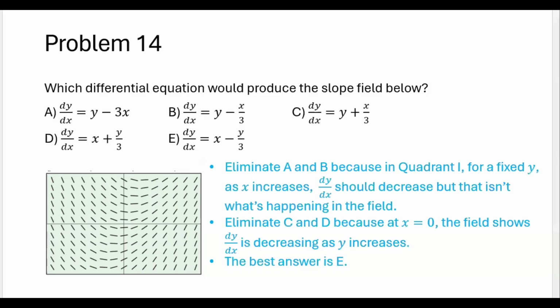Yes, it is E. All right, that's probably what I thought through here, or maybe I'll pick different quadrants. So eliminate A and B for quadrant. Yeah, so I said exactly this point. And then here, what did I do for C and D? Because when x equals 0, it looks like dy dx, as y increases, dy dx is getting more negative. That's only E.